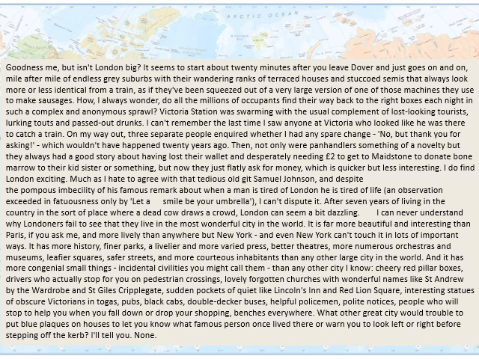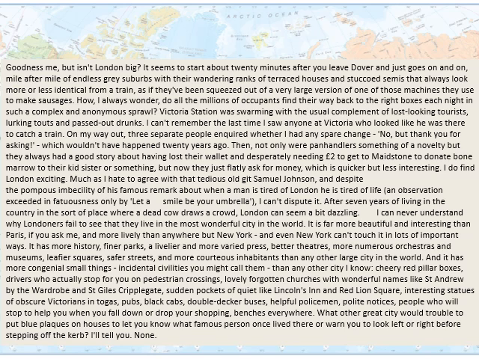Goodness me, but isn't London big? It seems to start about 20 minutes after you leave Dover and just goes on and on. Mile after mile of endless grey suburbs with their wandering ranks of terraced houses and stuccoed semis that always look more or less identical from a train, as if they've been squeezed out of a very large version of one of those machines they use to make sausages. How, I always wonder, do all the millions of occupants find their way back to the right boxes each night in such a complex and anonymous sprawl?